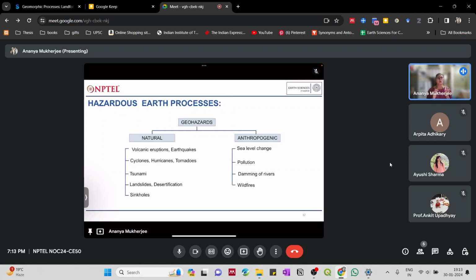Okay. Then you have atmospheric disturbances caused due to cyclones, hurricanes, tornadoes. Okay. Then tsunami is an after effect of any major earthquake that is happening under the ocean.